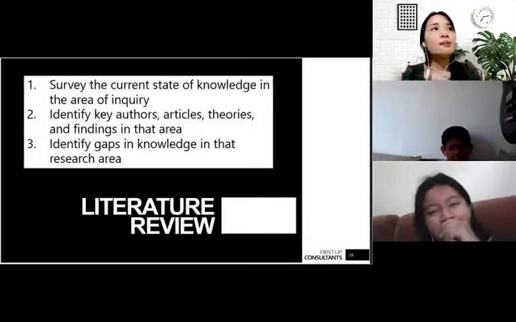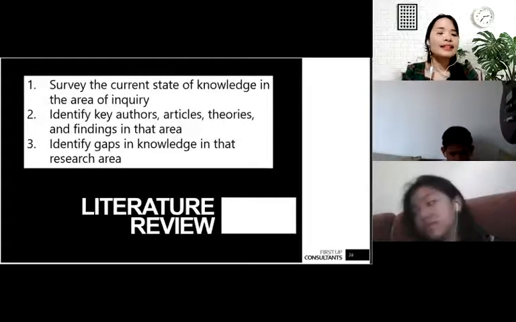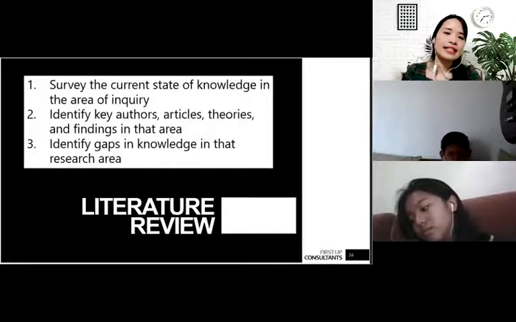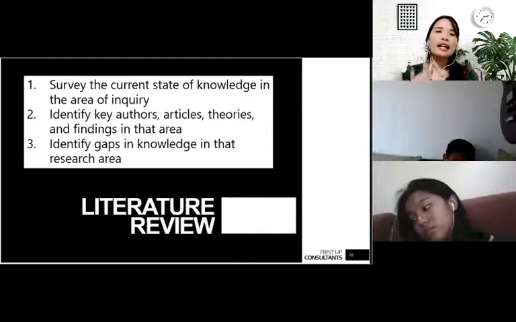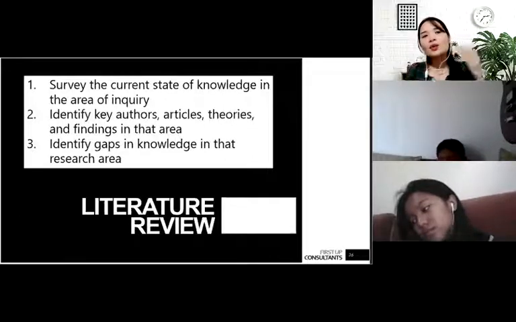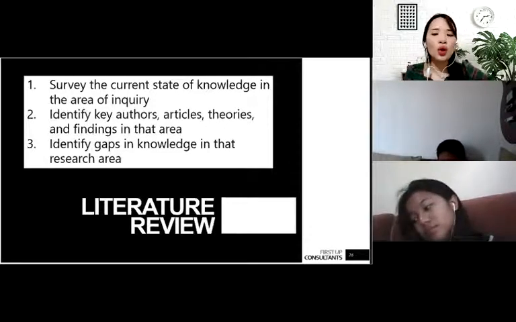What is the purpose of a literature review? Okay, take note of the following. A literature review surveys the current state of knowledge in the area of inquiry. It identifies key authors, articles, theories, and findings in that area. It identifies gaps in knowledge in that research area. Now, I don't want you to formulate a research topic that has already been replicated. When we say replicated, that has already been repeated several times. It is not anymore an issue during our time, rather it's an issue long time ago.